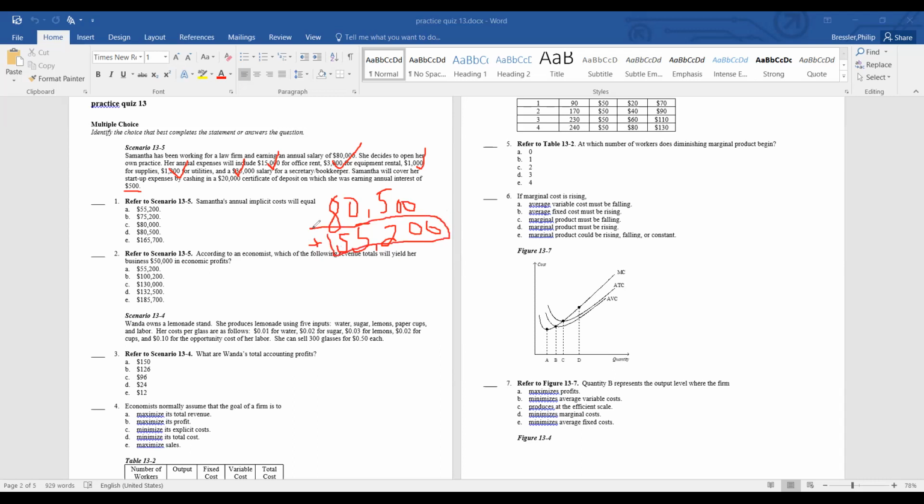Now there's another one. There's Wanda. I would do the same thing. Her cost per glass, if you add up all her little pennies, is 8 cents an explicit cost, because she's paying a penny, and then 2 for sugar is 3, 3 for lemons is 6, 2 is 8. So that's an explicit cost. And then the opportunity cost is 10 cents. That would be an implicit cost. Okay. All right.